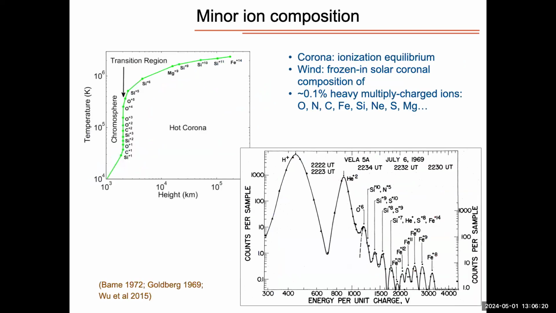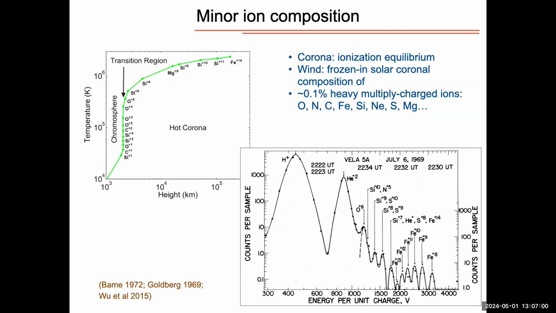Right, we do have lots of minor ions. They're about 0.1% in general. It's not many of them, but we do have them. Their composition is dictated by how they are processed in the corona. It's collisional ionization. You can assume collisional ionization equilibrium in the corona, but once the solar wind goes away, it gets diluted, collisions cease, and the coronal composition of the minor ions remains constant after that.